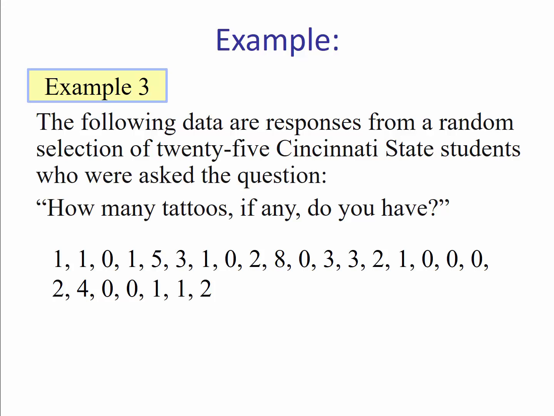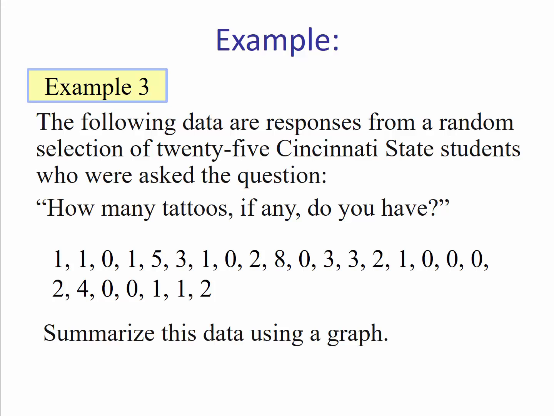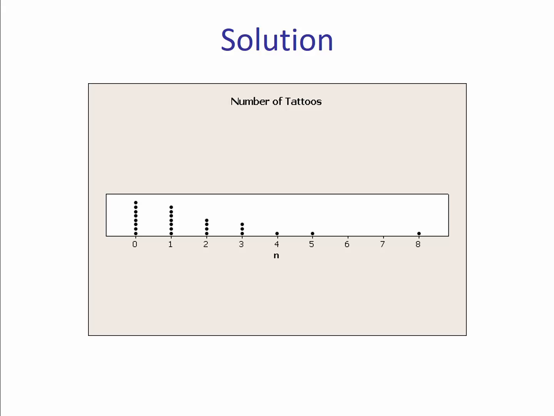Here are the responses from the 25 Cincinnati State students. Now in statistics we call this raw data, and it's not easy to look at raw data and get some kind of idea of what the data is telling us. Let's use a graph to summarize this data. If you think of a number line and we plot each value on the number line, we should get something that looks like this. Here we can see that there are more values of 0 than any other, and as the number of tattoos increases, the frequency, or the number of students who have those tattoos, decreases.